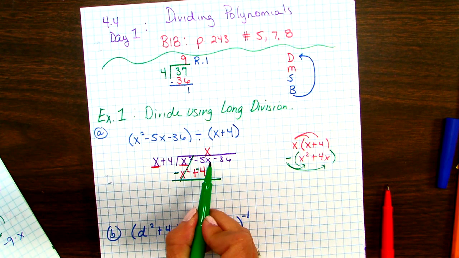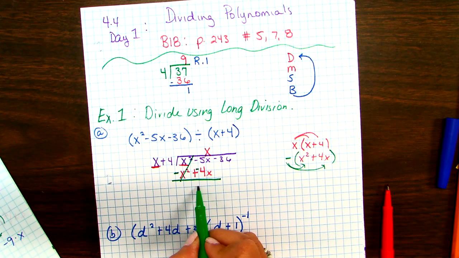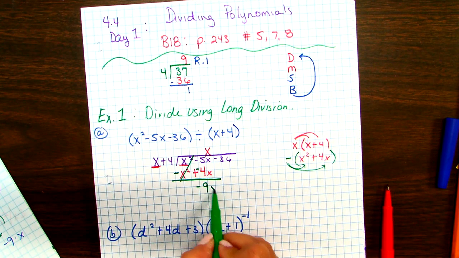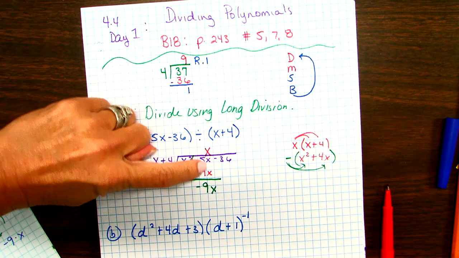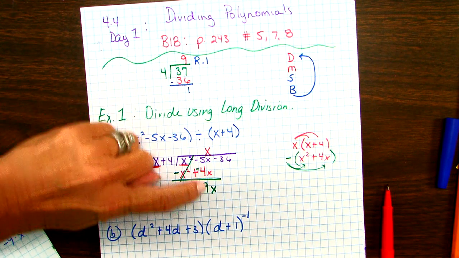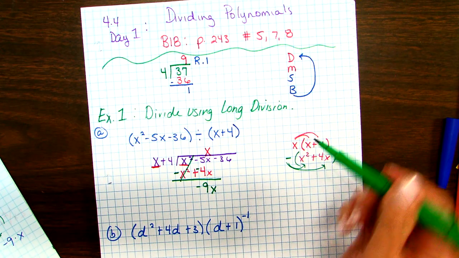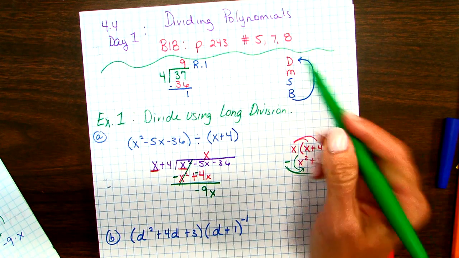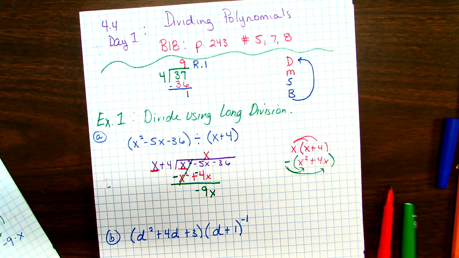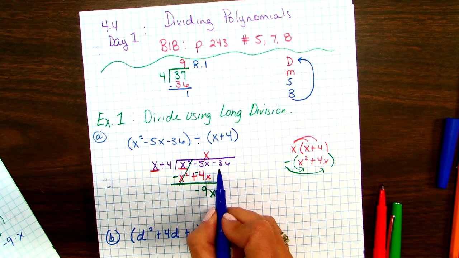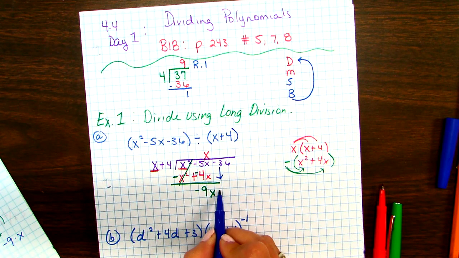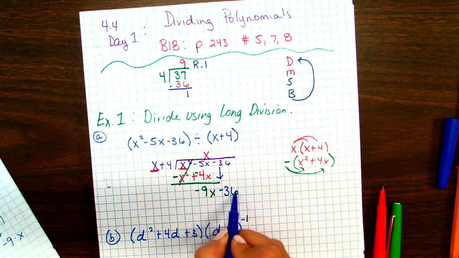And then we have negative 5x plus negative 4x is negative 9x. Notice all my x's are lined up in a row. That should happen when we're doing this right. So we did the subtraction. The next step is to bring down. We didn't have anything to bring down in the last one. We were just done. But here we do. We're going to bring down the negative 36.